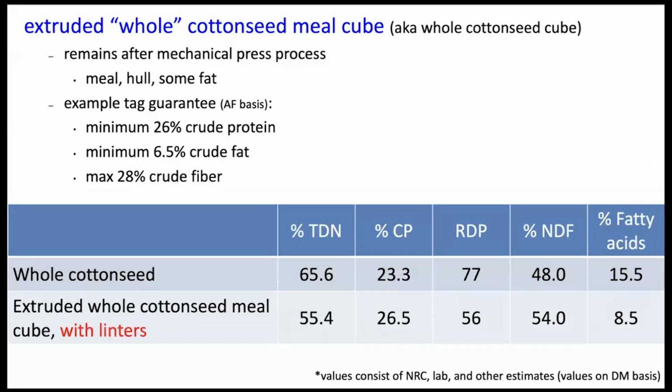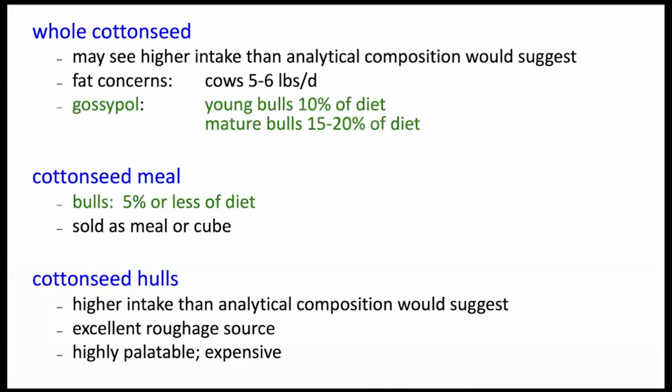This is just getting into more of that whole extruded cottonseed meal cube. Basically, it is some meal, mostly whole, and some fat that's left afterwards. These are kind of the values you'll see on the tag. But again, look at what that TDN is, 55 and a half, basically. Just not as much TDN in there as what a lot of people assume.